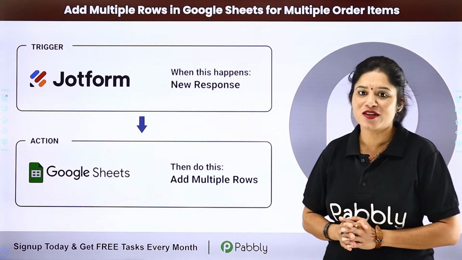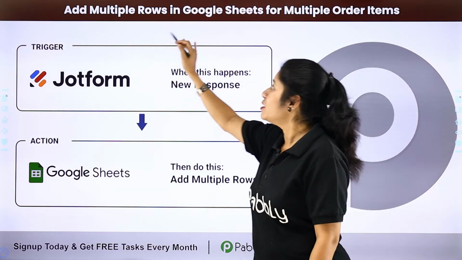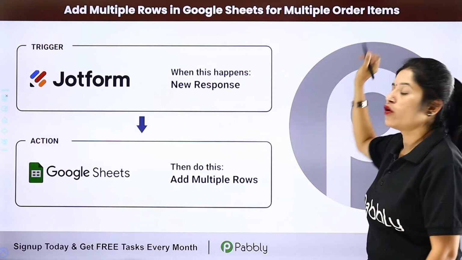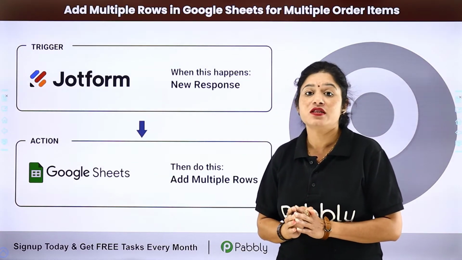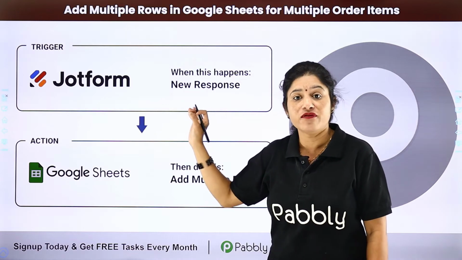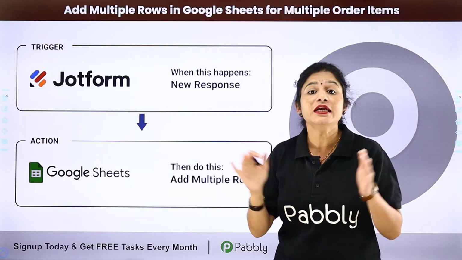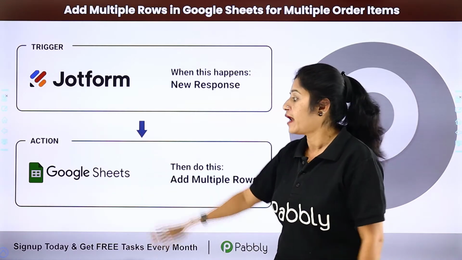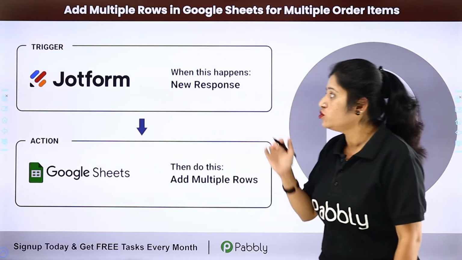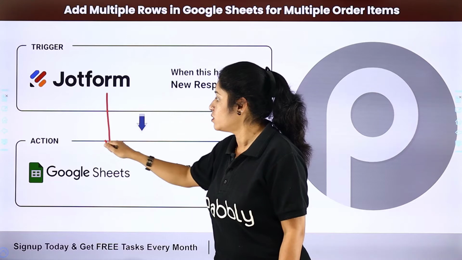In this video, we are going to learn how you can add multiple rows in Google Sheets for multiple order items. So the idea here is that whenever a new order has been received on your Jotform specific form and the order contains multiple items, then all the item details or all the product details should be added to your Google Sheet. For that, you need to integrate your Jotform with Google Sheets.